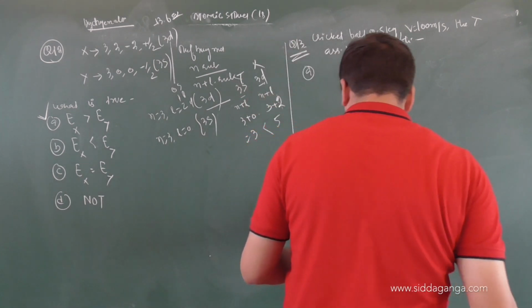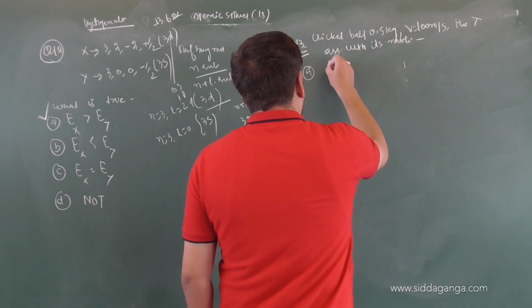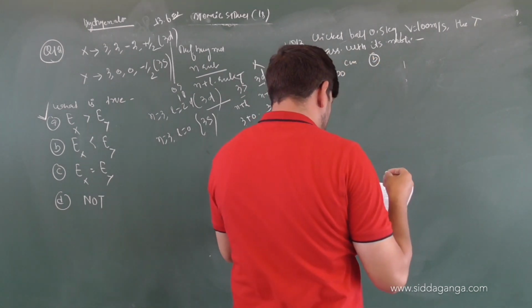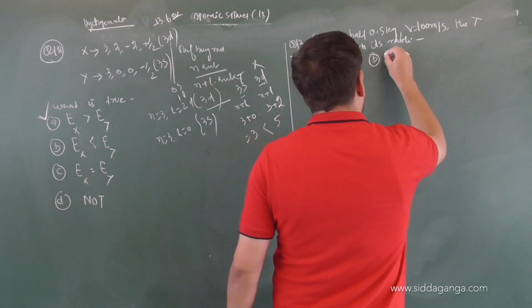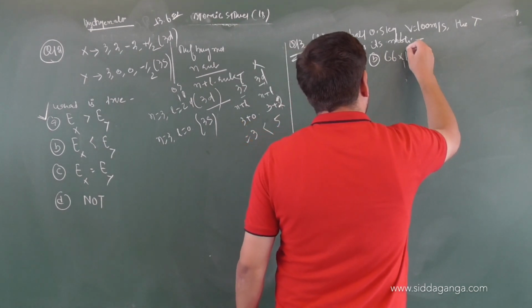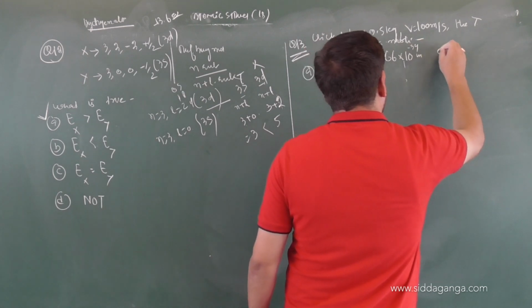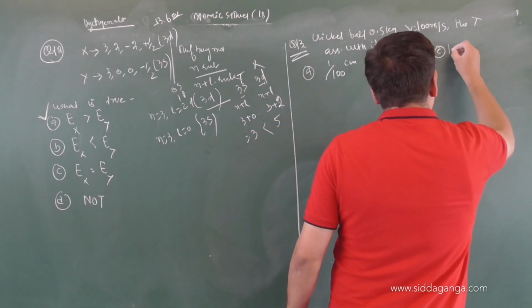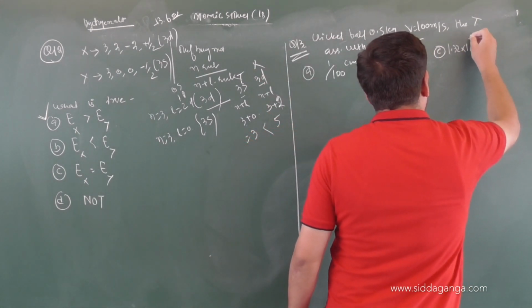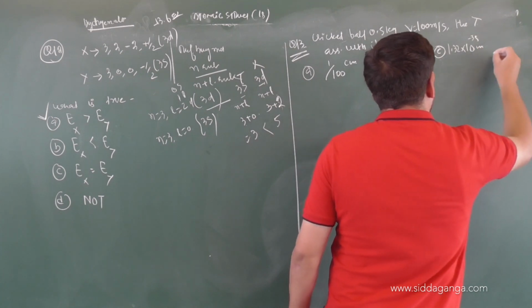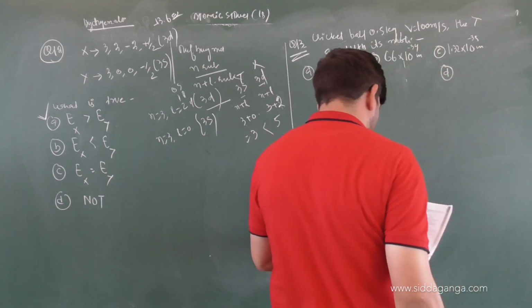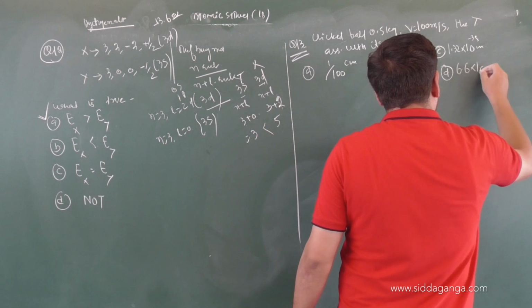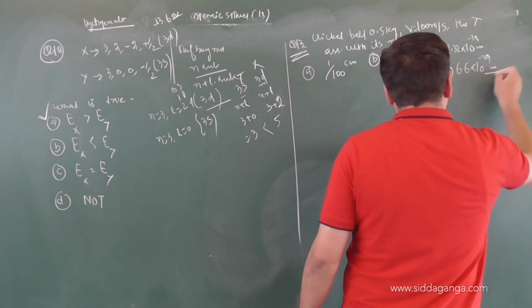A, 1/100 centimeters. B, 6.6 into 10 to the power minus 34 meters. C, 1.32 into 10 to the power minus 35 meters. And option D, 6.6 into 10 to the power minus 28 meters.